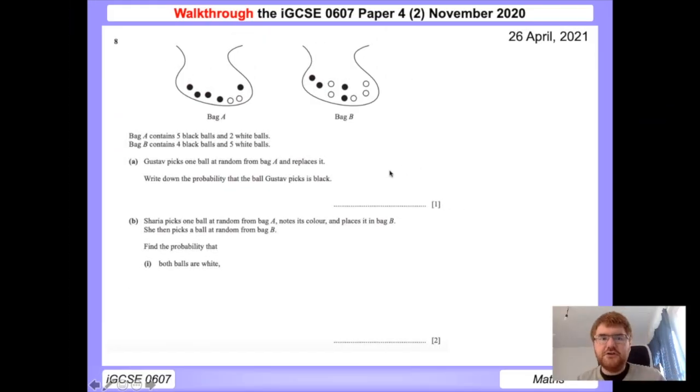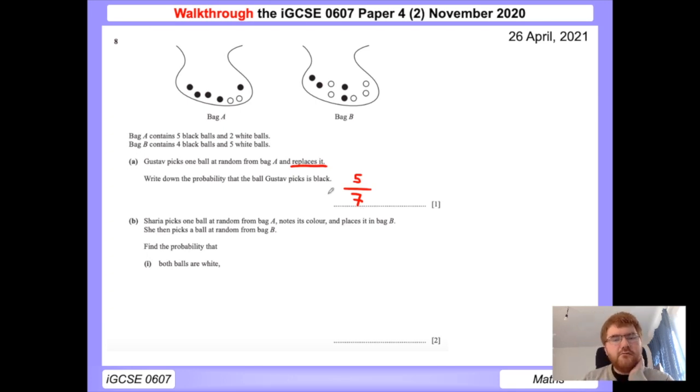Okay, on to question 8. So bag A contains 5 black balls and 2 white balls. Bag B contains 4 black balls and 5 white balls, as in the diagram. Gustav, I always like their names, picks 1 ball at random from bag A and replaces it. So that's very, very important when we're looking at these kind of questions. Write down the probability that the ball Gustav picks is black. Well, if we look at bag A, we've got 1, 2, 3, 4, 5 black balls, and there are 1, 2, 3, 4, 5, 6, 7 balls in total. So we get our answer of 5/7, like so.